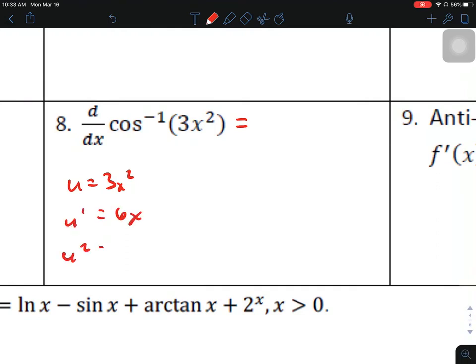Number 8, the derivative of an inverse function, cosine, u is 3x squared, u prime is 6x, and u squared is going to be 9x to the fourth. Cosine inverse's derivative is negative u prime, which is 6x, over the square root of the difference of 1 and u squared, which is 9x to the fourth.